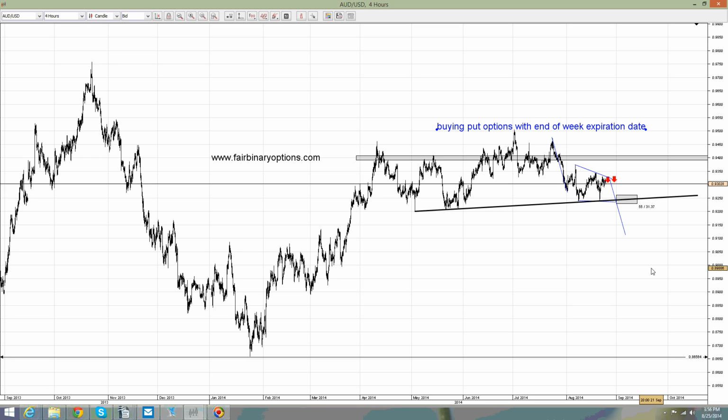This is fairbinaryoptions.com, and we just bought put options on the Australian dollar and the US dollar on the prerogative that this triangle is going to break to the downside now.